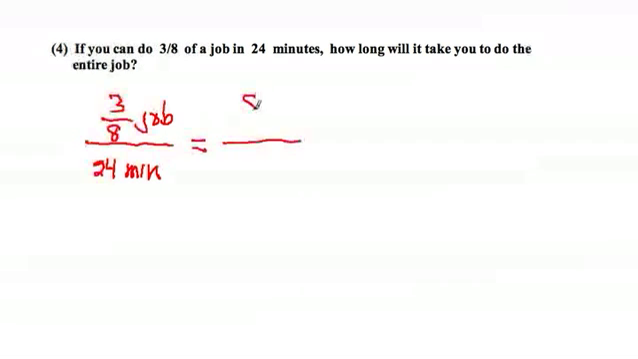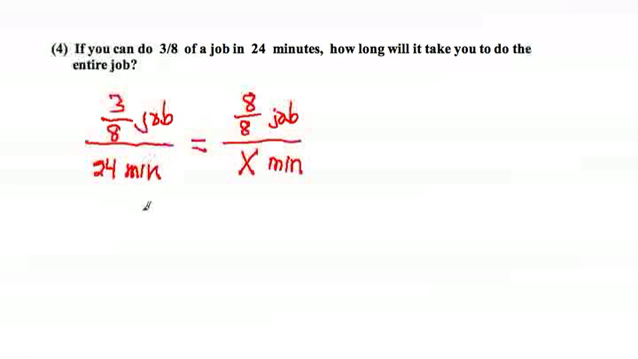Next problem. If you want to try this on your own, you can pause the screen now. Here, if you can do 3/8 of a job in 24 minutes, how long will it take you to do the entire job? So it's 3/8 of a job in 24 minutes. And the entire job would be 8/8 of a job, or 1. And we're looking for the minutes.